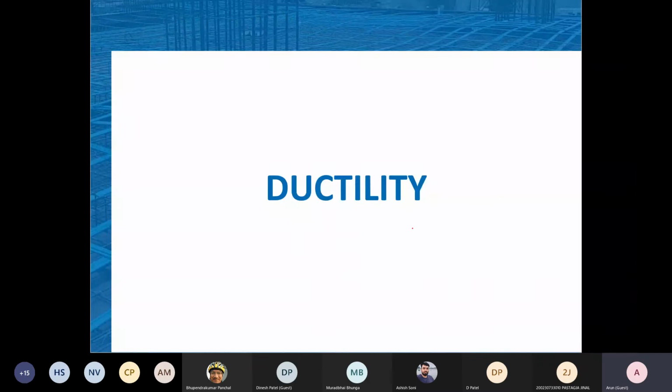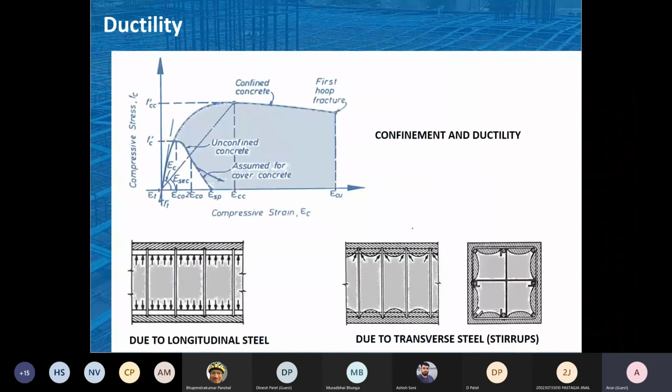Let us discuss a little bit about the ductility part. Ductility can be achieved effectively by this kind of arrangement. Let us study this diagram or graph of the stress versus strain of the concrete. Here, if plain concrete is there, then the stress-strain diagram will be like this. This is the stress-strain diagram for the plain concrete. But if we are confining the concrete, then this would be the stress-strain diagram.